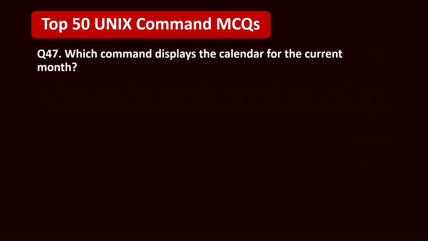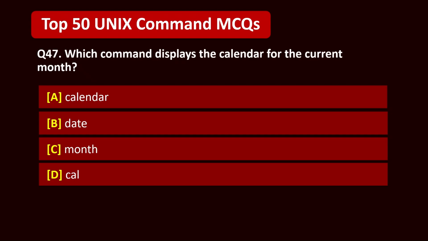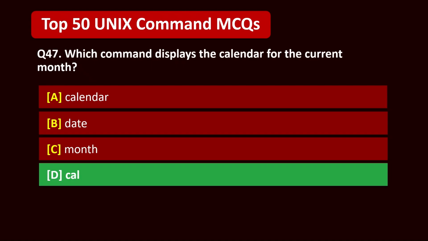Question 47. Which command displays the calendar for the current month? A. calendar, B. date, C. month, D. cal. Correct answer is D. cal.